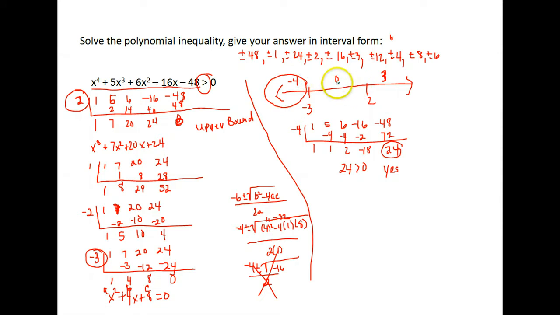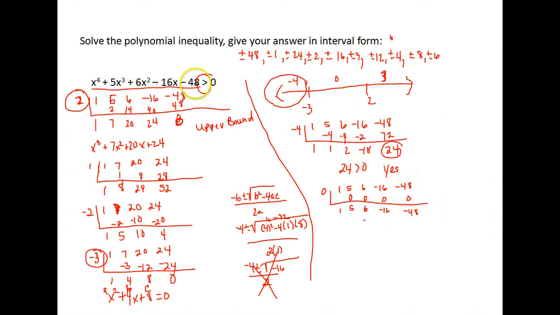Okay. Now let's test a number between -3 and 2. 0 is always a good one to check. Let's try it out. So if I put 0, and again I'm just putting it into that polynomial that I started with. And this goes pretty fast when you have 0 because everything comes out to 0, and I end up with negative 48.